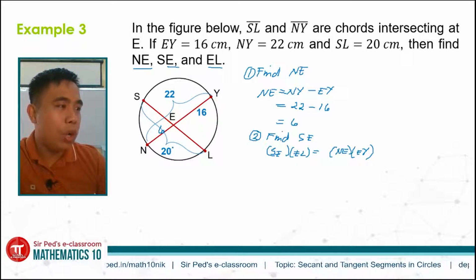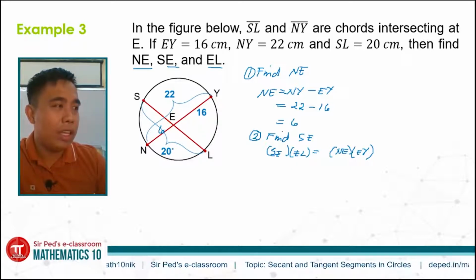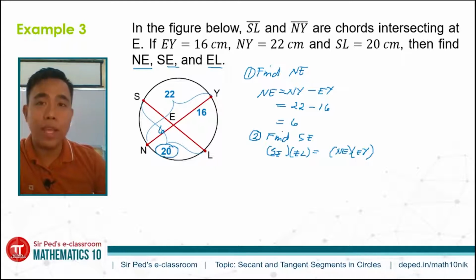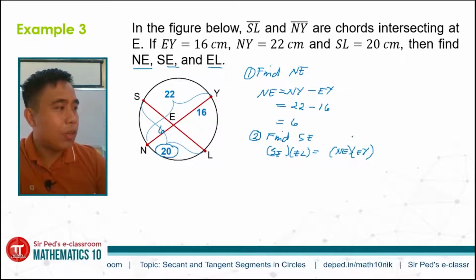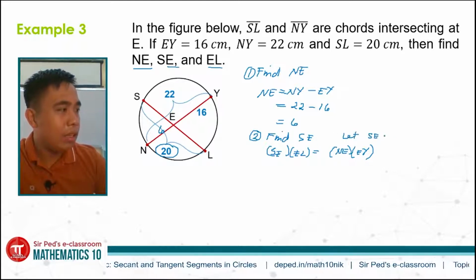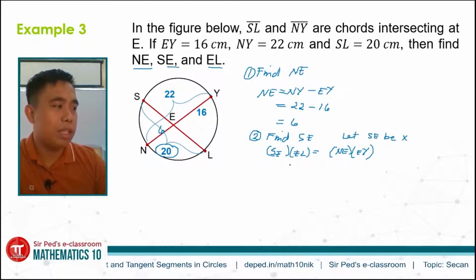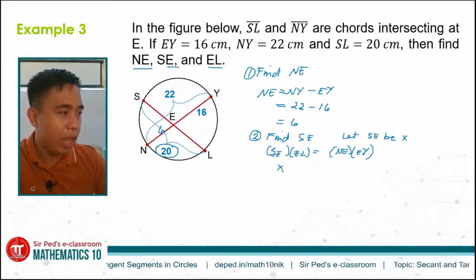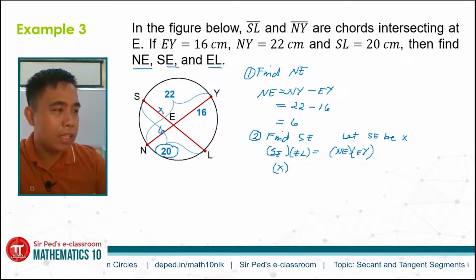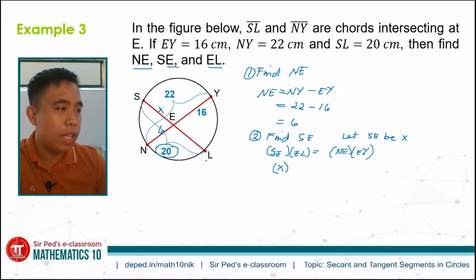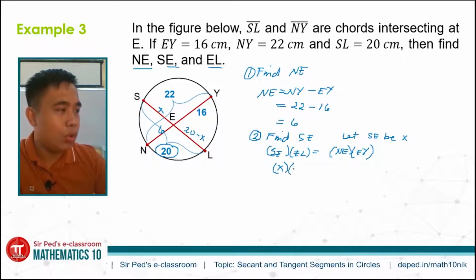What we know lang ay yung length ng SL, which is 20. So, ang hinahanap natin ay SE. So, we let SE be X. Para isang variable lang yung gagamitin natin. So, X times, ano yung length ni EL if this is X? Since this is 20, the whole of this, SL is equal to 20, then yung EL natin will be 20 minus X. So, we write it here, 20 minus X.